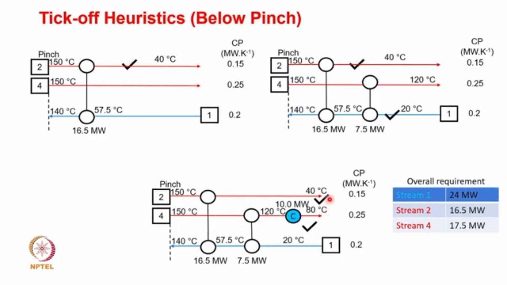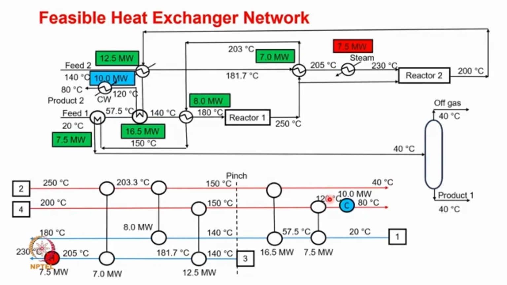So once you have the analysis of above pinch and below pinch, we could just integrate them together. You place the below pinch connections and above pinch connections together, and you can integrate them and mark them back into the original heat exchanger network. So this is how we design the entire heat exchanger network.